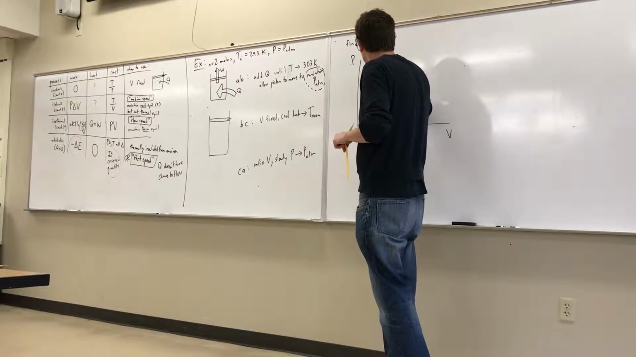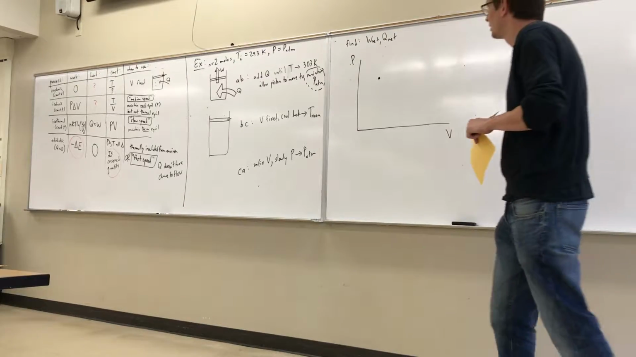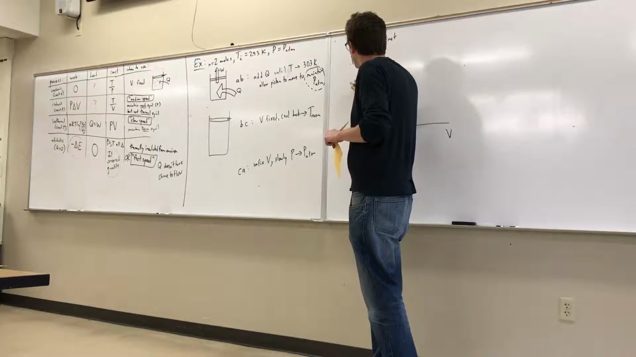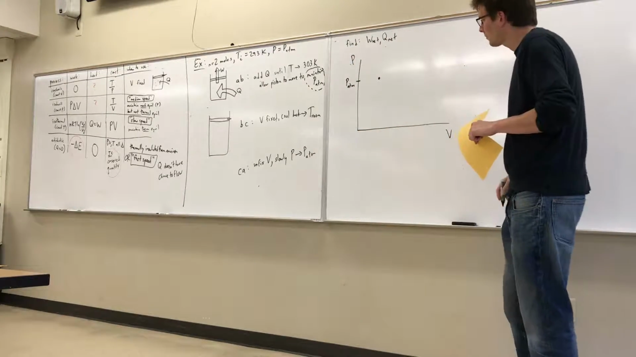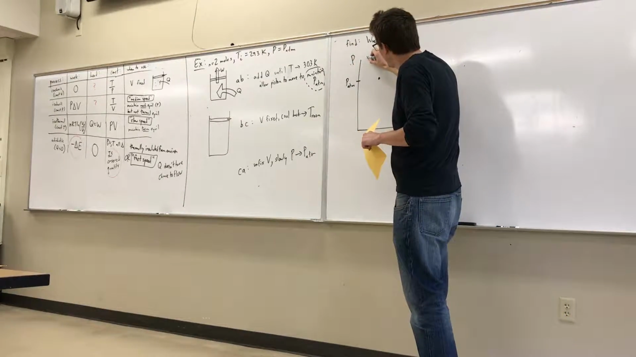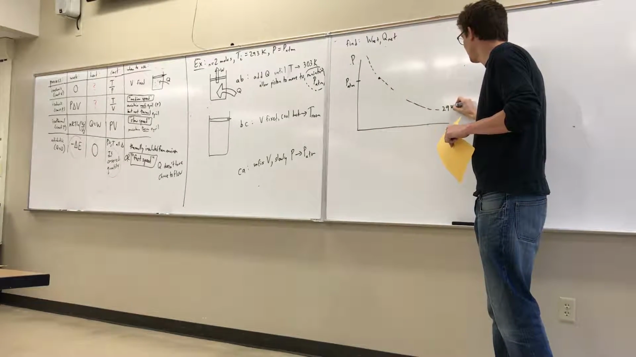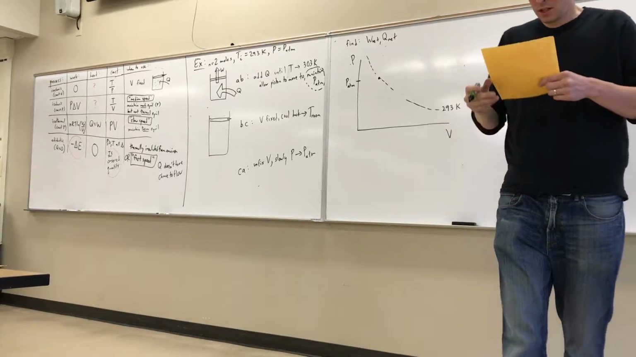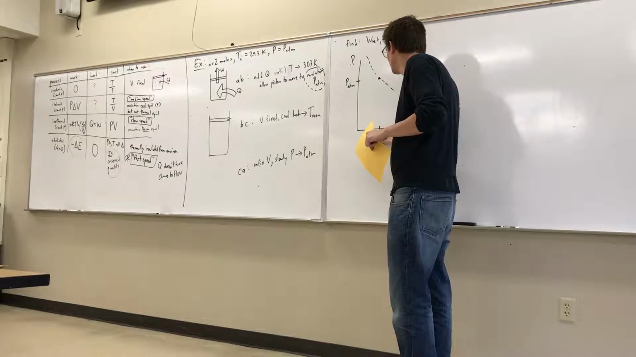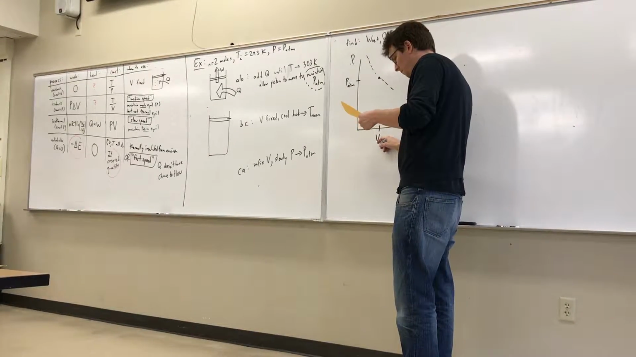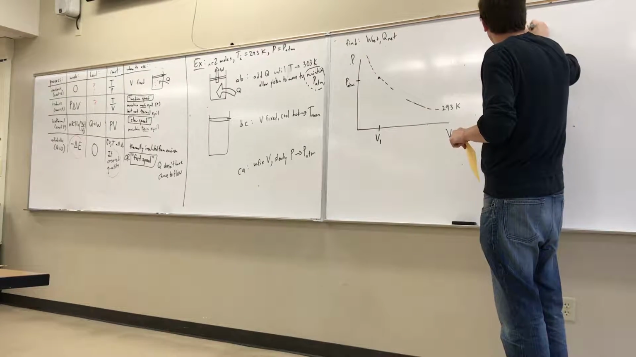I guess first I should draw in, where's my initial point? Here's my initial point. I'm at atmospheric pressure. I am on the isotherm, which is the 293 Kelvin isotherm. And of course, you can also calculate the volume. I'll call that V1. And you would do that just with the ideal gas law, nRT over P.